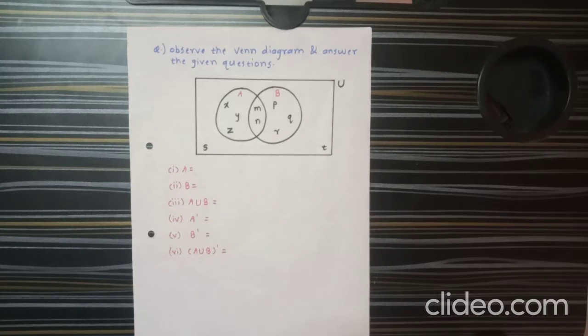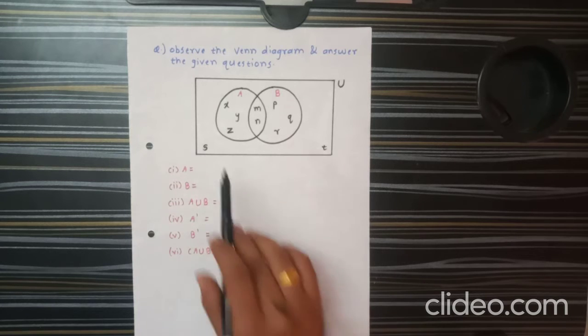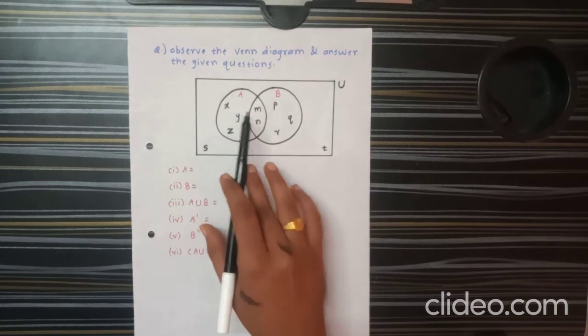So for the sake of example, I am solving question number 5 from practice set 1.4 of 9th standard Maharashtra State Board Mathematics 1, that is the algebra subject. Here we have a question: observe the given Venn diagram and answer the given questions. This is the Venn diagram given to you.